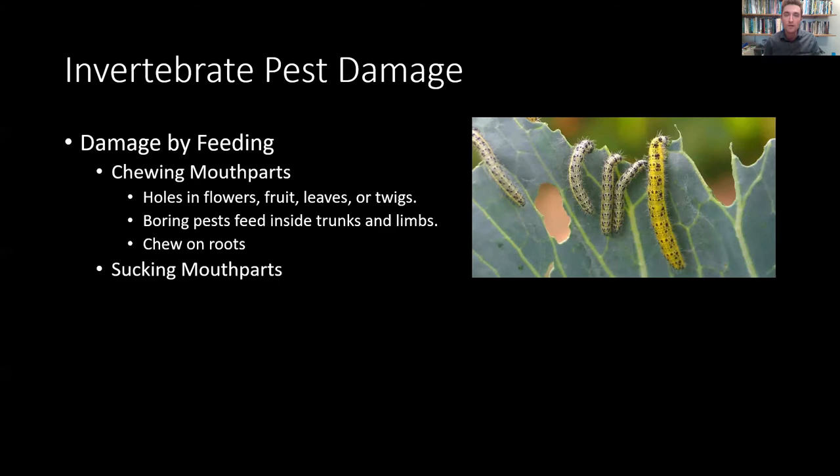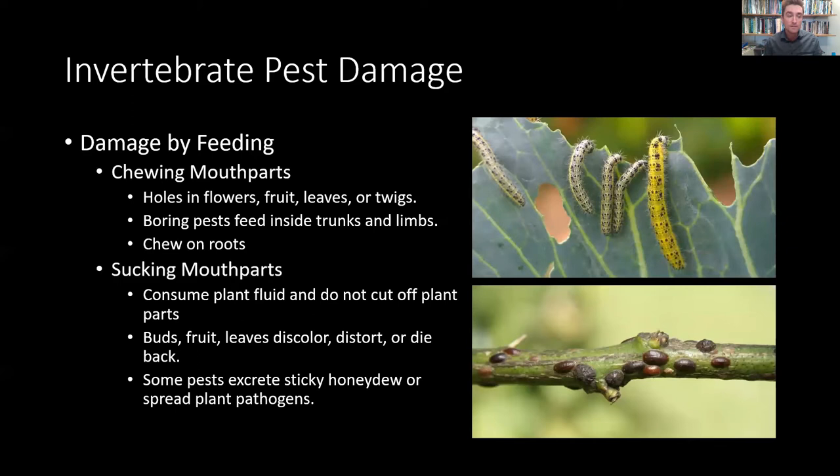This contrasts with those invertebrate pests that have sucking mouth parts, because those pests consume the plant fluid and they do not cut off the plant part. So the image on the right hand side shows a type of scale, and that is a hard-bodied insect that is piercing into the twig and pulling out the sap or the juice from inside of the plant. And that is going to cause a different type of damage. Here, the damage that we see are the buds, the fruit, the leaves. They will discolor, they will distort or twist and curl up. And then finally, they can die back and even drop off from the plant.